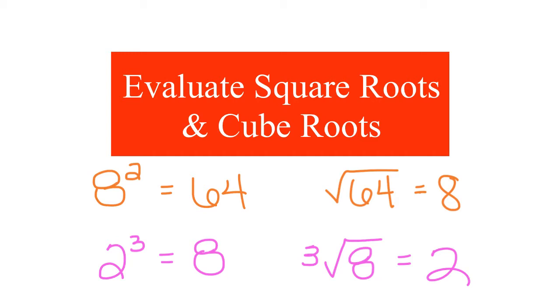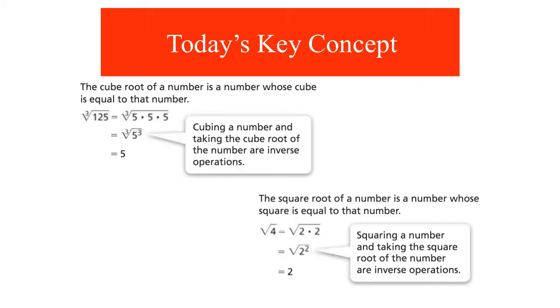The Desmos calculator that is hooked to Canvas is an excellent tool. You've got your key concept on your next slide. The cube root of a number is a number whose cube is equal to that number. Cubing a number and taking the cube root of a number are inverse operations, just like squaring a number and taking the square root of the number are inverse operations. These operations simply undo each other.